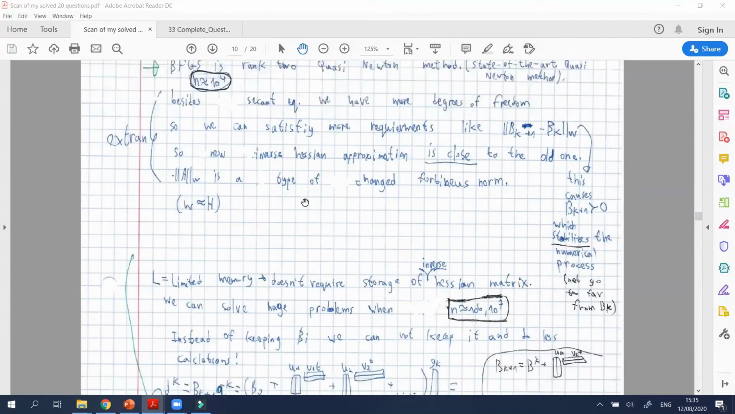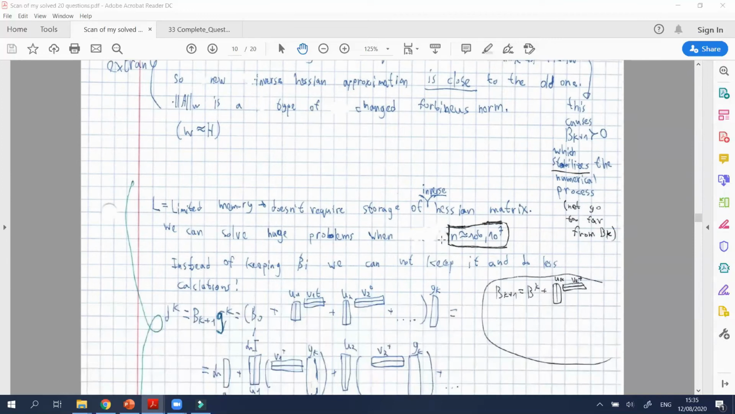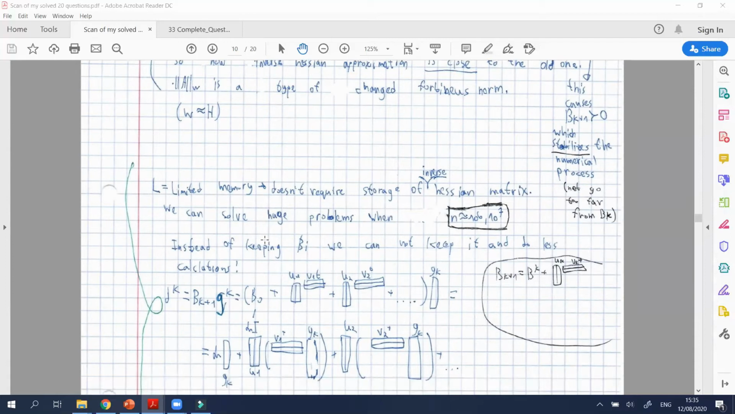So this could work on problems of very large size. We can work on around a million variables, a million over million problem matrices, but in the L-BFGS method it's actually not going to be kept as a matrix. This is the beauty in this method.